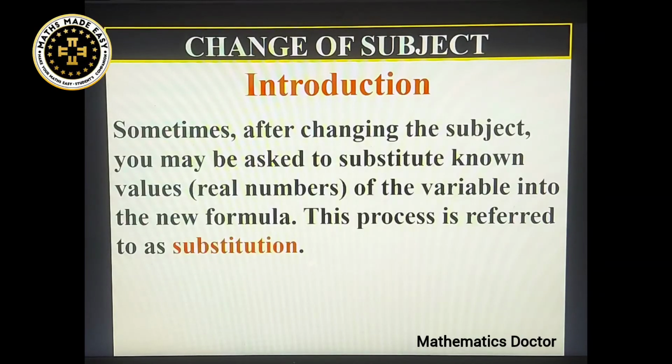Now, if you continue, you realize that sometimes after changing the subject, you may be asked to substitute known values or real numbers of that variable into the new formula. This process is referred to as substitution. It means that we will be going through substitution under change of subject. Once you make the variable the subject, you'll be given values of the variable which are in the answer, so that you will just do a substitution. You replace the variable with a real number so that you simplify and get a particular number or a real number to represent the entire expression. So this procedure is referred to as substitution.